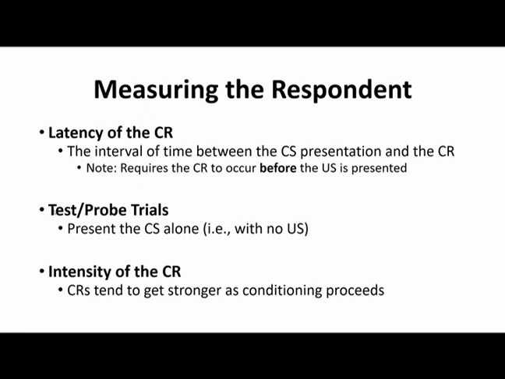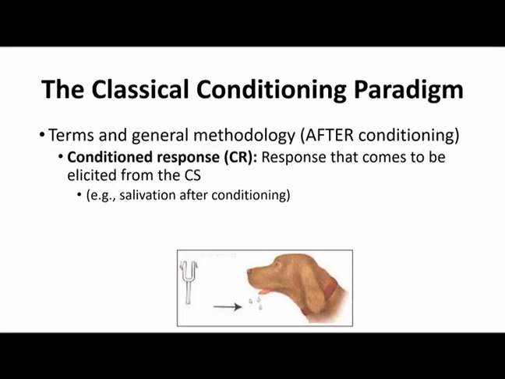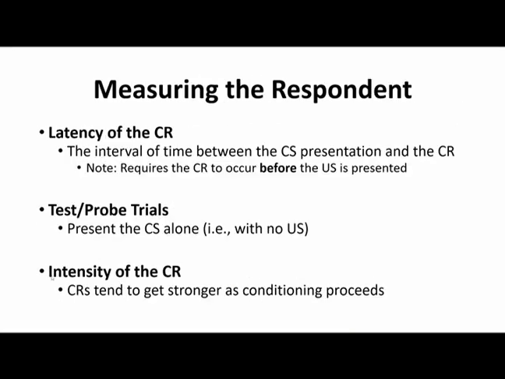One of the more common things that we will see is to use test or probe trials. Once you've hopefully established that association, you can present your CS alone, which is basically what was done here. This would be considered a probe trial because we have our conditioned stimulus alone, just the tone. The dog in that case didn't get an unconditioned stimulus. They didn't get any food, so that could be considered a probe trial.